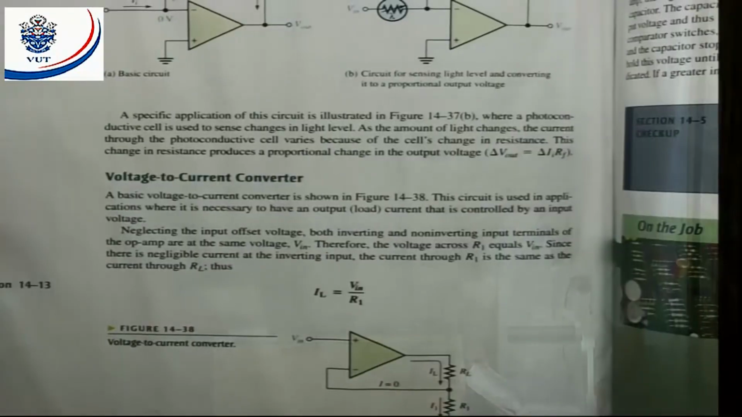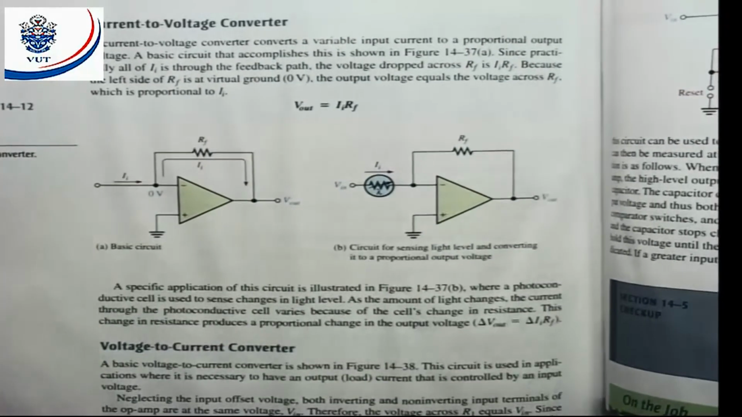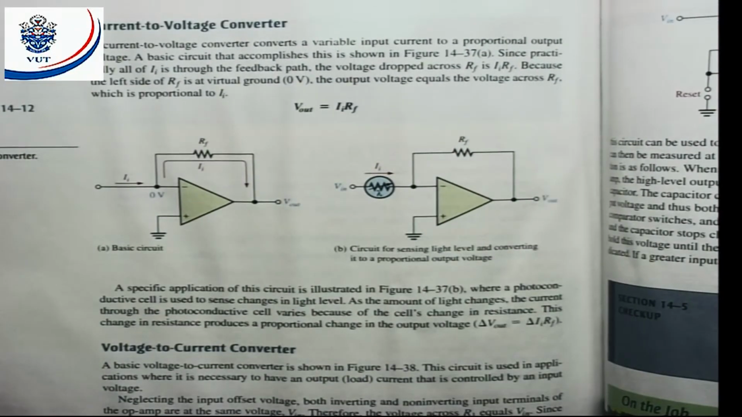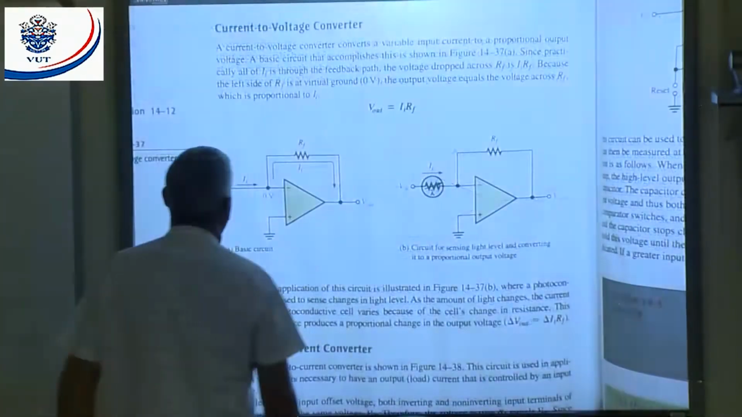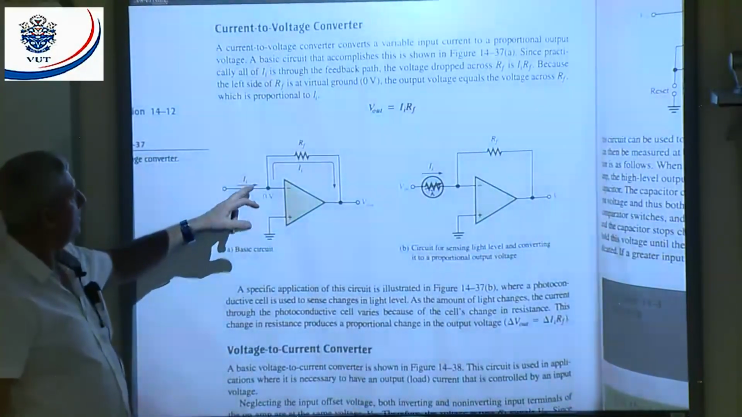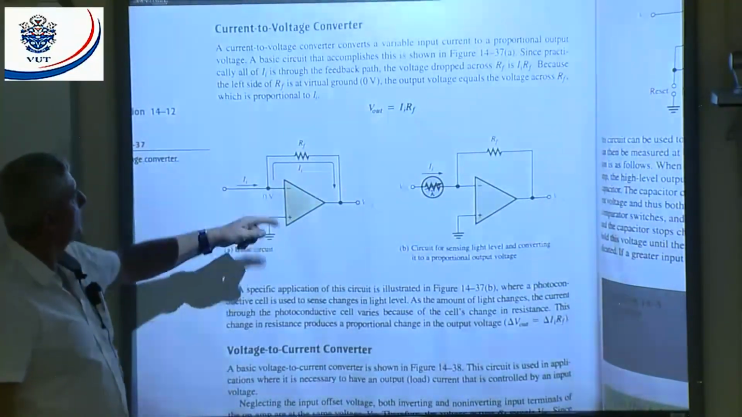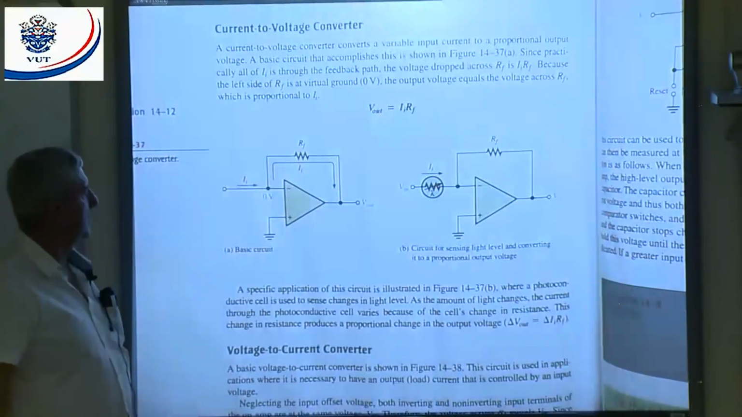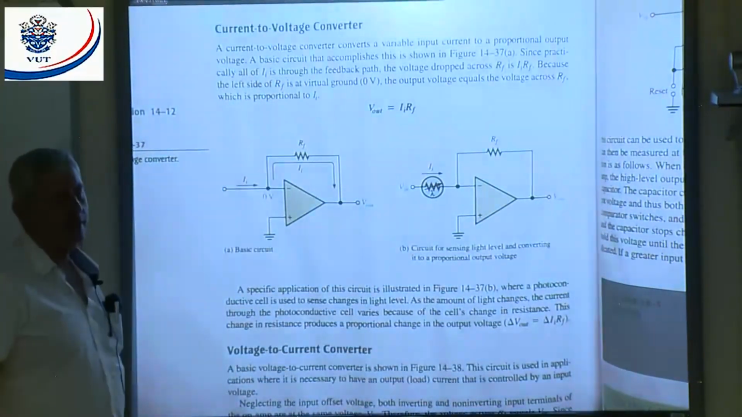All right, the next one is a current to voltage converter. Current to voltage. All right, if we have a look here, I've got an input current, all right. That will give me a certain output voltage. So the output voltage will be determined by RF times I in, all right, because that current and that current are going to be the same.